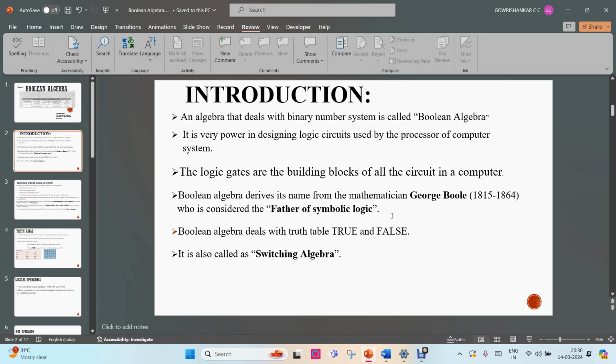Boolean algebra deals with truth tables, true and false, and it also deals with 1 and 0. True means 1, false means 0. It is also called switching algebra. Another name of Boolean algebra is switching algebra.